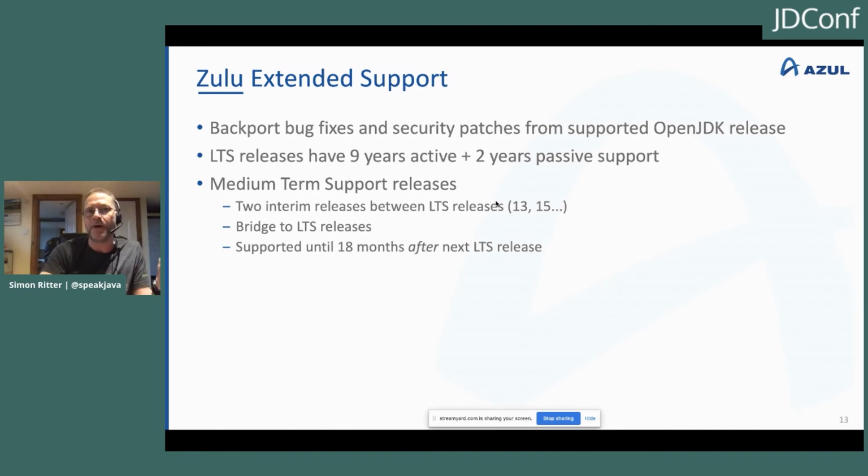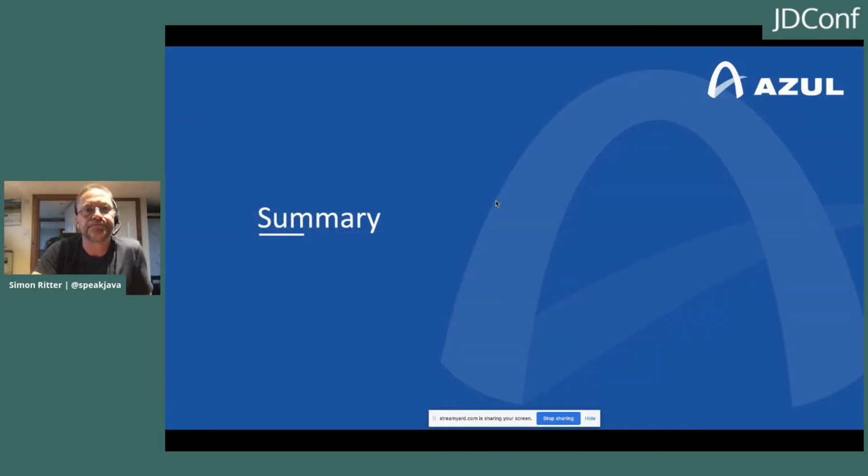And then we've come up with the idea of medium-term support. So for 13 and 15, which are between the long-term support releases, we will provide extended updates to those until 18 months after the next long-term support release. So that'd be 17. That way, if you want to use features from 13 or 14 or 15 or even 12, then you can use those by using either 13 or 15 and deploying those into production.